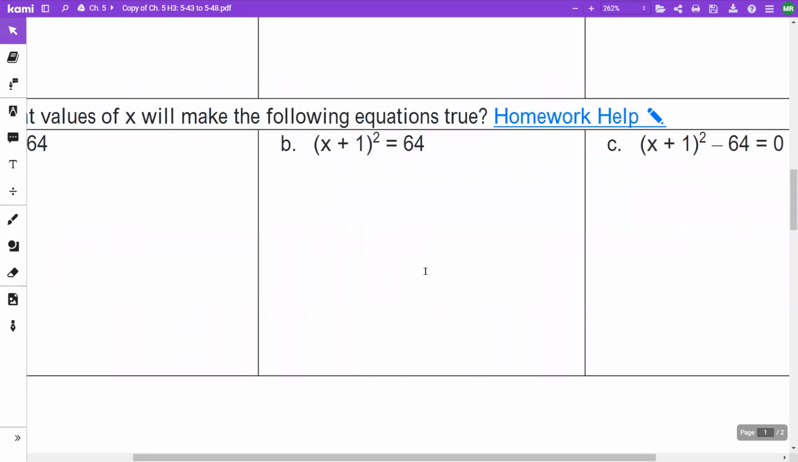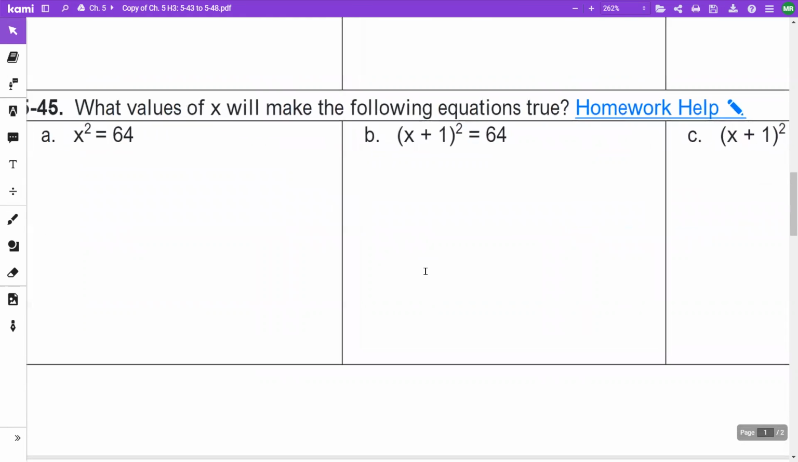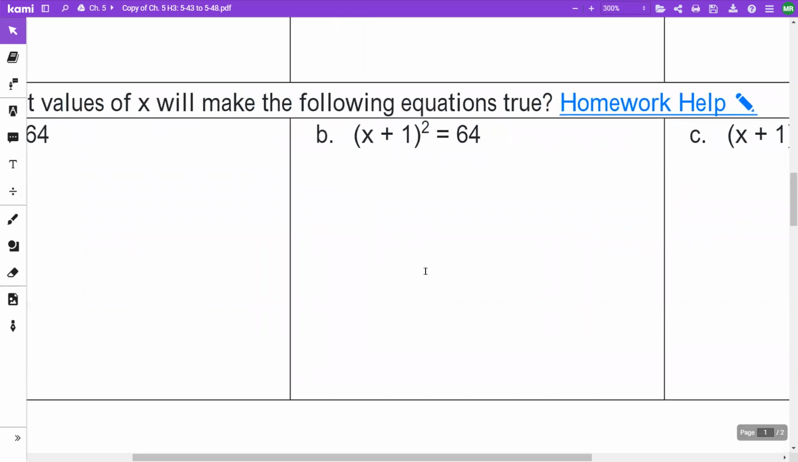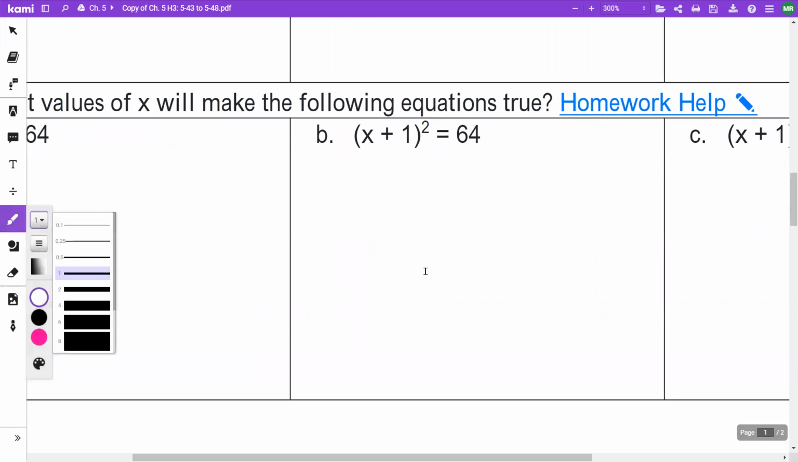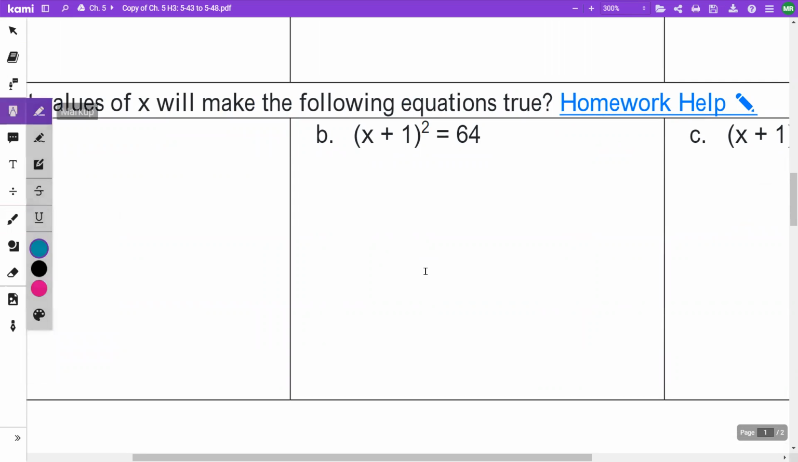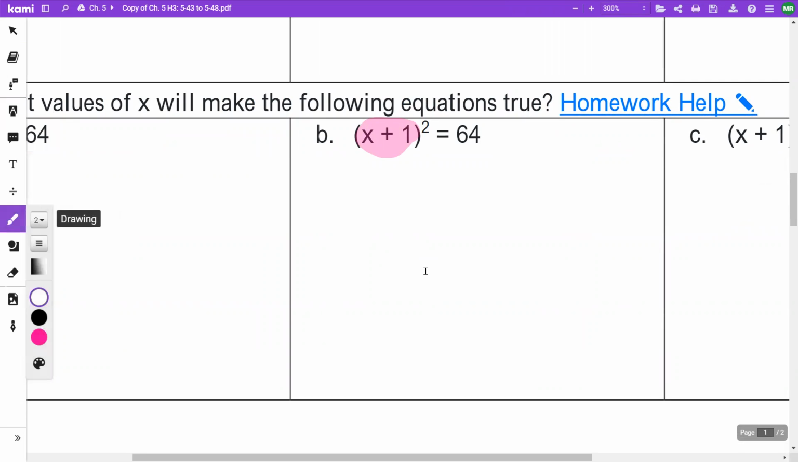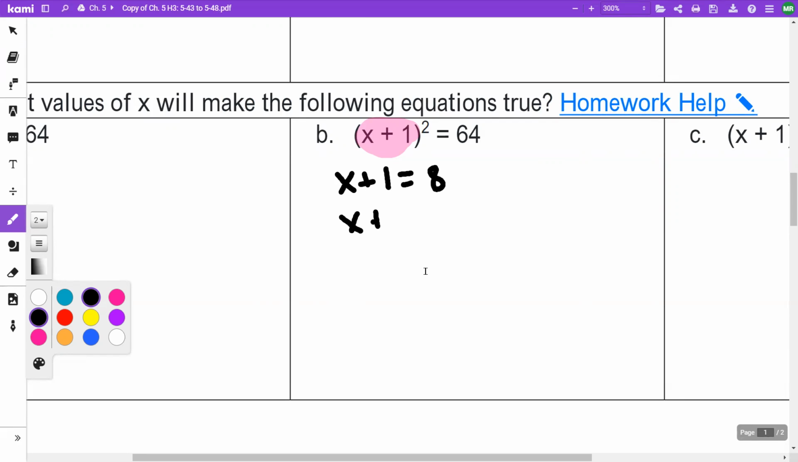So on 5-45B, what you're going to do, a couple ways you can think about it, is this right here has to equal 8, basically, because 8 squared is going to equal 64. So you can think about it like this, where x plus 1 could have been an 8, or actually x plus 1 could have been a -8, because that also would end up being a 64.